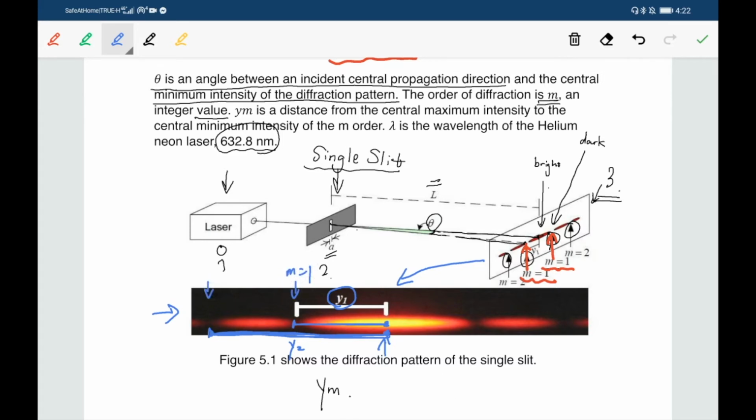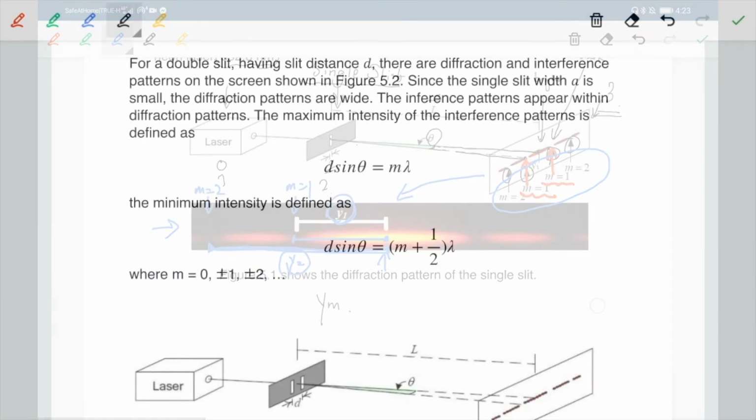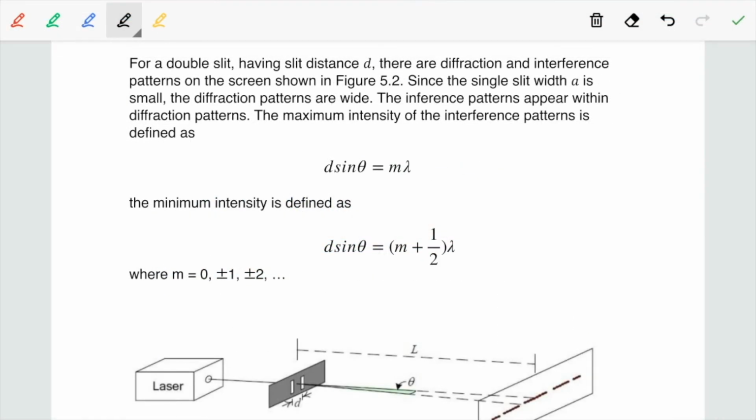Then this is now m equal 2. That's why we have several right here. Okay, so that's clear. So in this tab, in the experiment part 1, we're going to measure y1 and y2 for different sizes of the single slit.